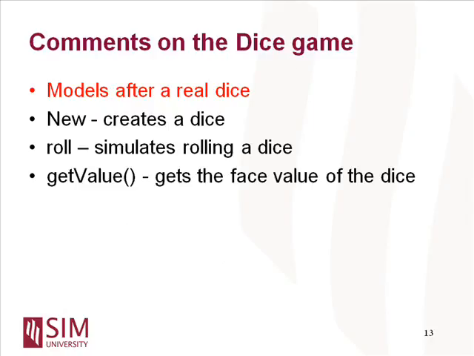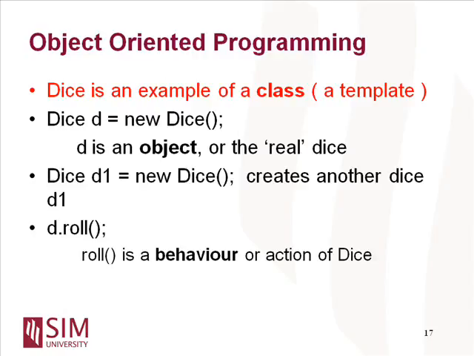So there are some facts we can observe about the object-oriented approach. First, it models after a real dice. Second, the new method creates a dice. Third, the roll method simulates rolling a dice. Fourthly, the getValue method gets the face value of the dice. So essentially, Dice is an example of a class. A class is a template you can use to mold an object. Next, one can instantiate an object d of class Dice by calling the new method on the class Dice. Thus d is an object of the real dice.